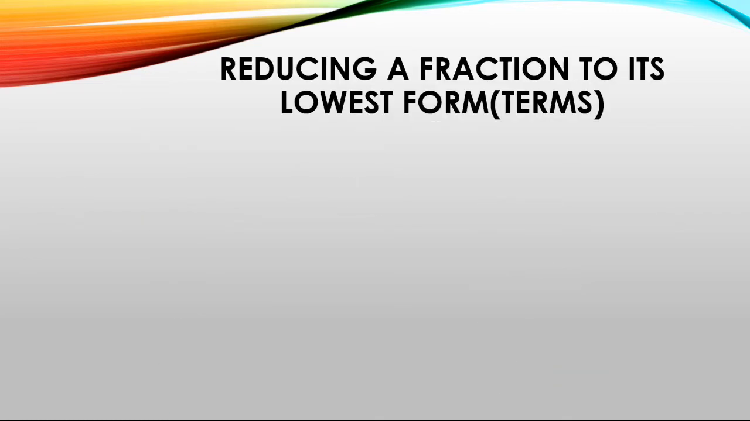Now, let us learn how to reduce a fraction to its lowest form. The lowest form of any fraction is that form in which both the numerator and denominator do not have any common factor except 1. For example, 4 upon 7, 2 upon 3, 4 upon 5, etc. To reduce any fraction into its lowest form, we divide both the numerator and denominator by their highest common factor.